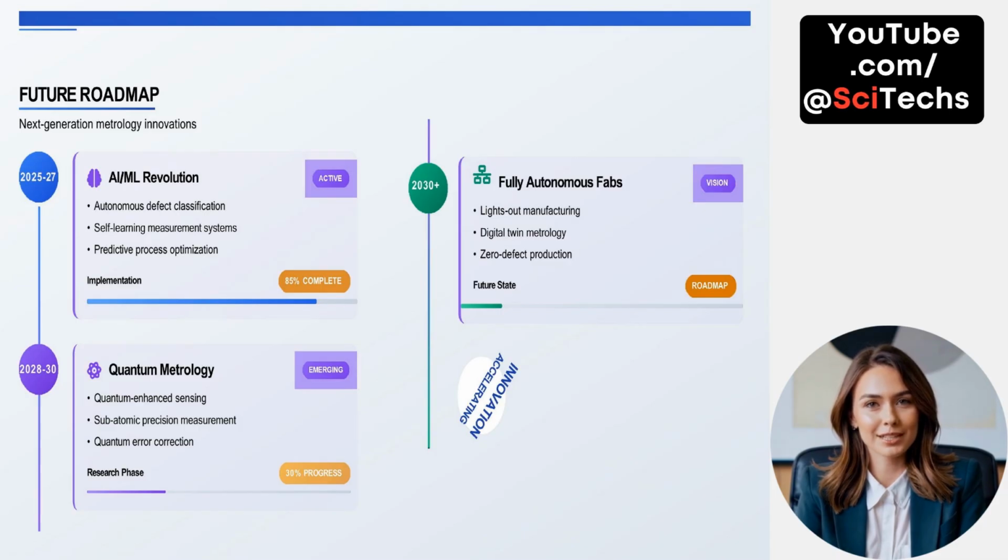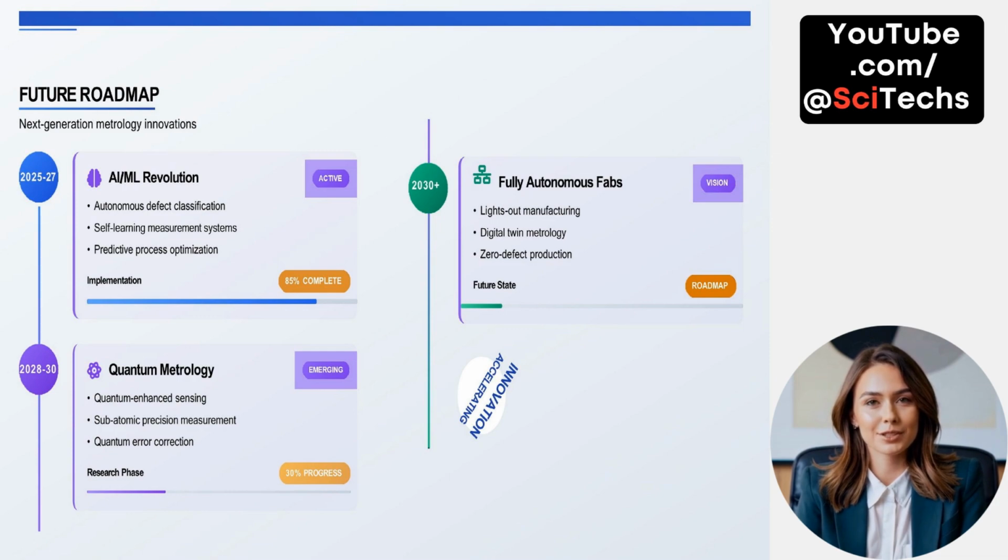From 2028 to 2030, quantum metrology is projected to emerge, currently in the research phase with 30% progress. This includes quantum-enhanced sensing, subatomic precision measurement, and quantum error correction, all promising unprecedented accuracy in nanoscale environments.